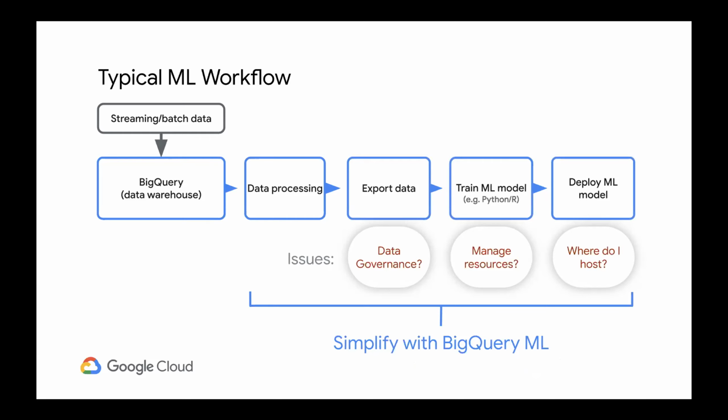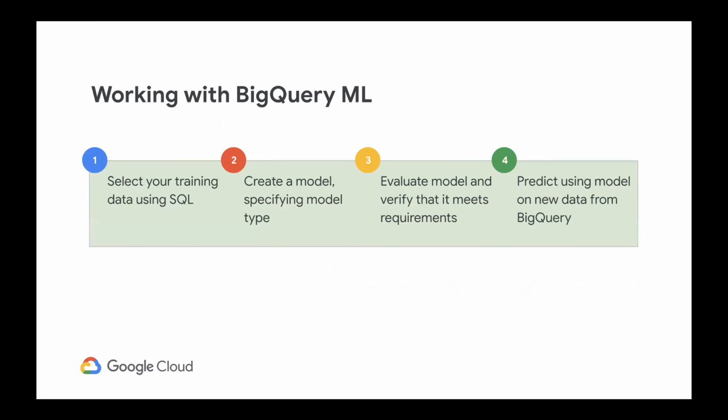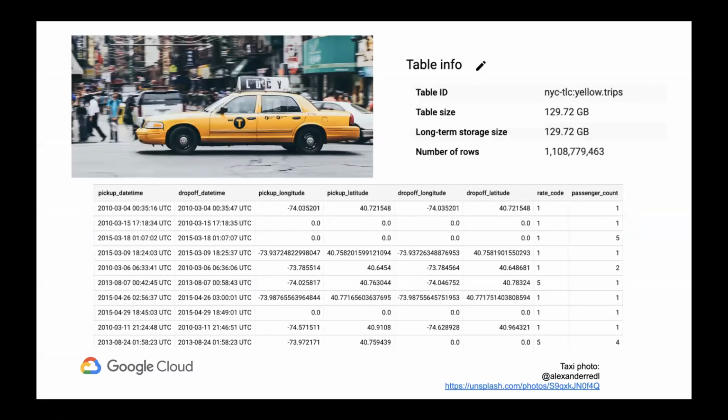So the idea here is, given a resource, given a tool like BigQuery, what if you could do this all directly within BigQuery to train and deploy machine learning models? The way that BigQuery ML works is these 4 overarching steps. Number 1, as you would have for any machine learning model, you select your training data using SQL, and then you can create your machine learning model, specifying what model type you want. You can evaluate your model and then make predictions using the model on new data from BigQuery without needing to leave the BigQuery ecosystem.